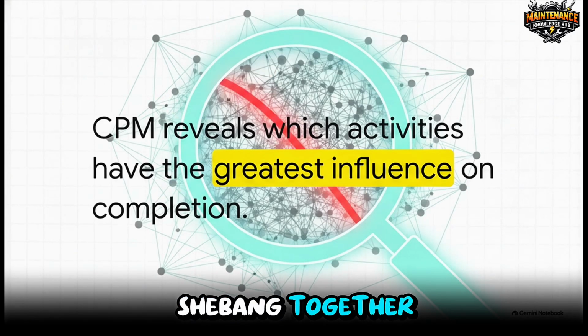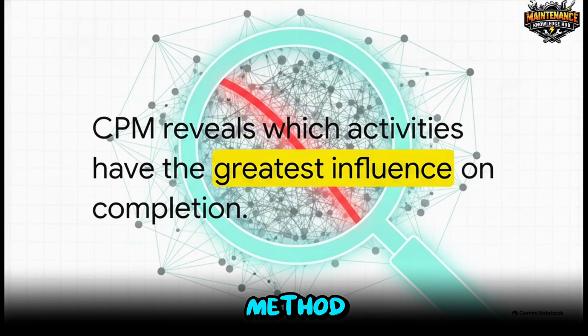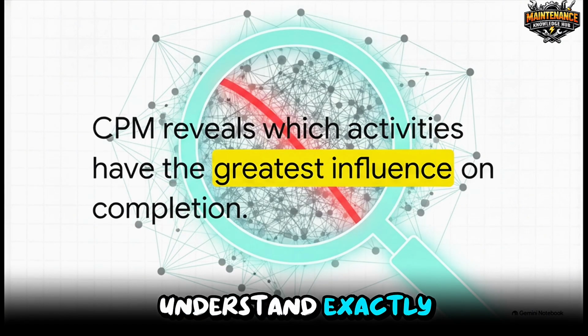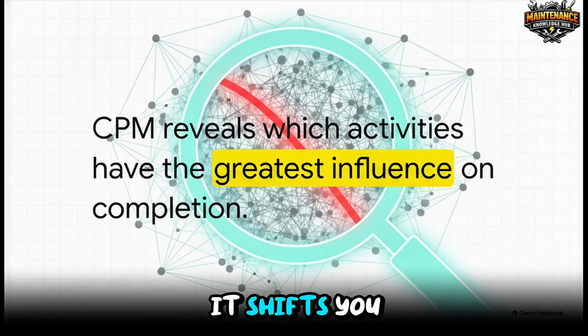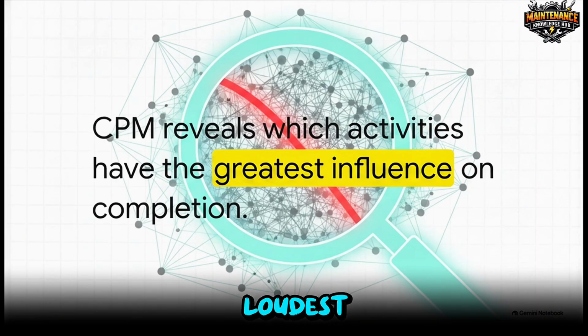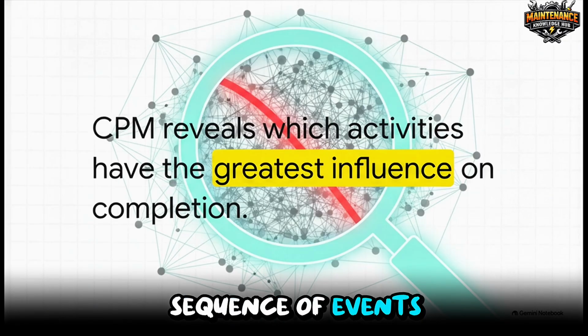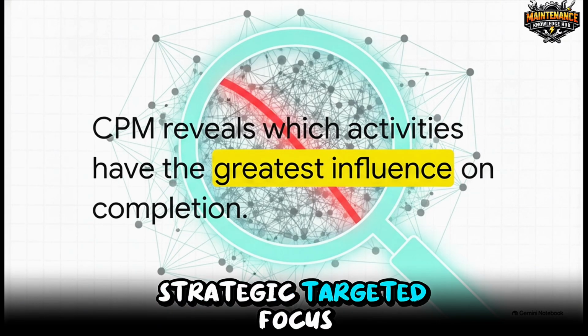Bringing the whole shebang together, here is the key takeaway you should capture today. The critical path method helps project managers understand exactly which activities have the greatest influence on project completion. It shifts you from being completely reactive, just running around putting out whatever fire is the loudest, to being highly proactive, managing the specific sequence of events that actually dictates your success. It's all about strategic, targeted focus.